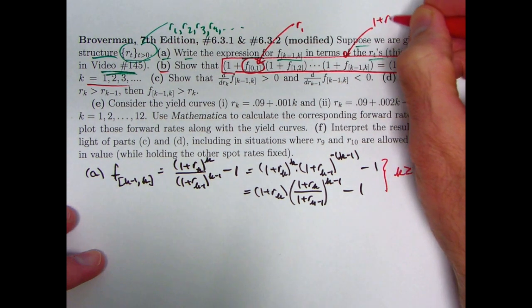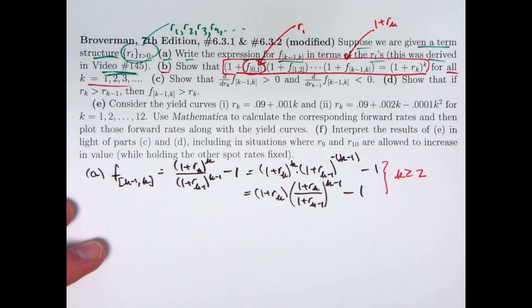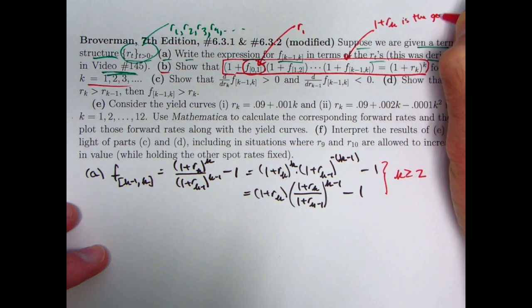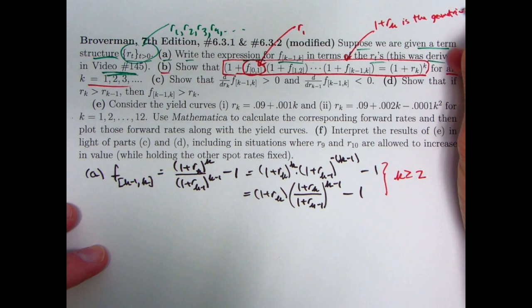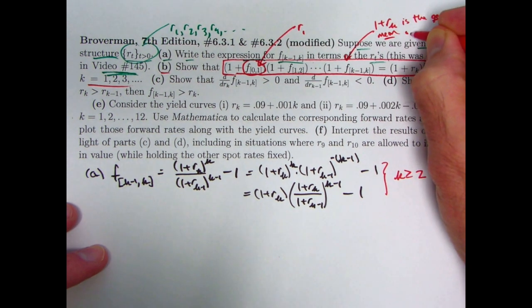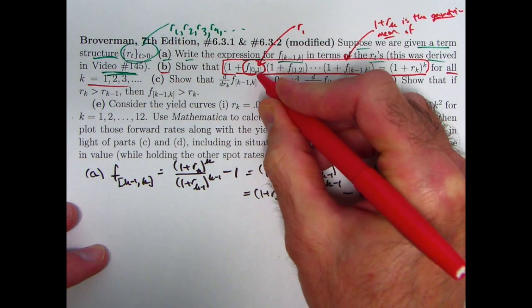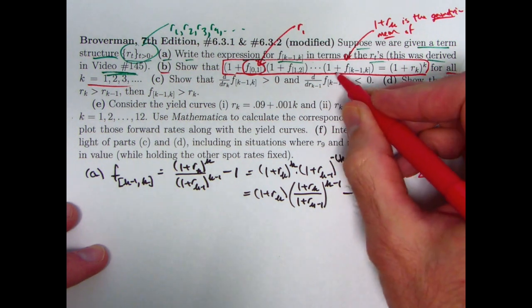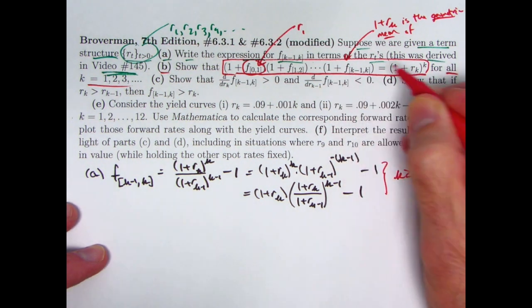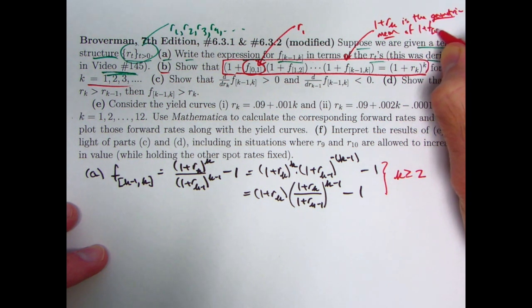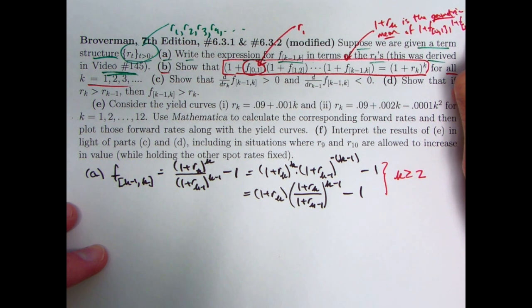As far as understanding what this tells you, you can use this formula to think of 1 plus Rk, by taking the kth root of both sides, as the geometric mean of these numbers: 1 plus f from 0 to 1, 1 plus f from 1 to 2, etc., 1 plus f from k minus 1 to time k. 1 plus f01, 1 plus f12, etc.